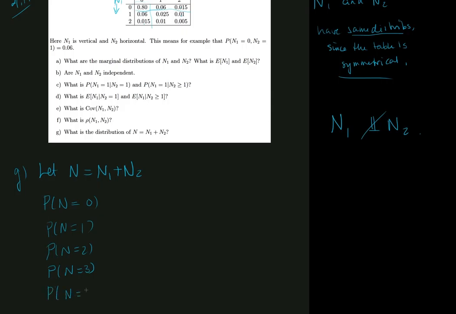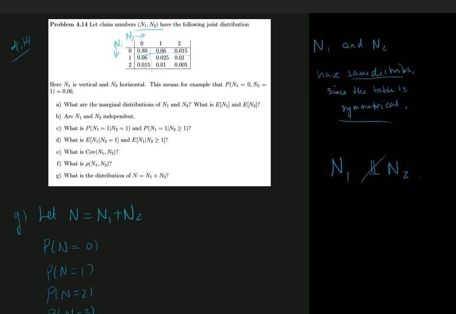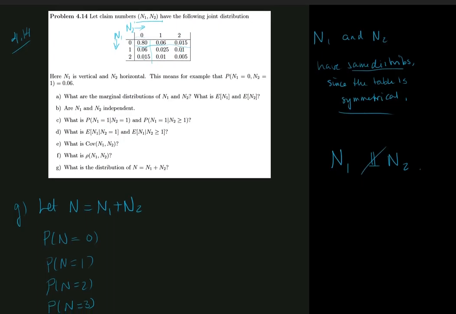Now, does it make any sense to consider the probability of N being anything else? Well, it doesn't really make any sense, right? Because N1 and N2 range from 0 to 2, so the smallest value of their sum would be 0, and the biggest possible value of their sum would be 4. So how do we do this?